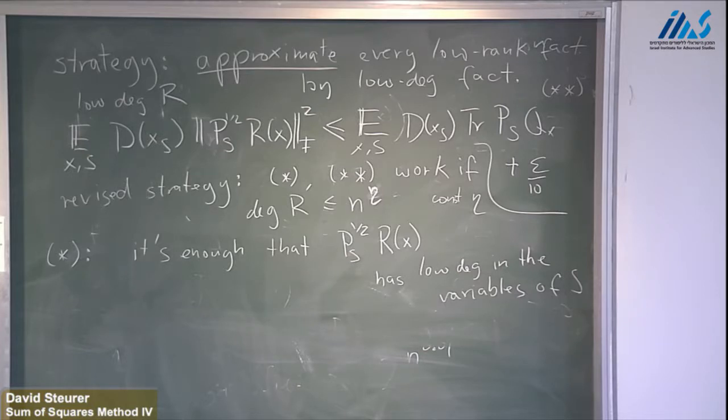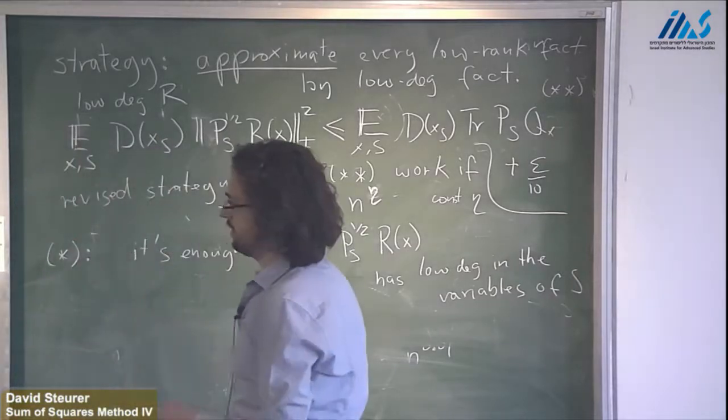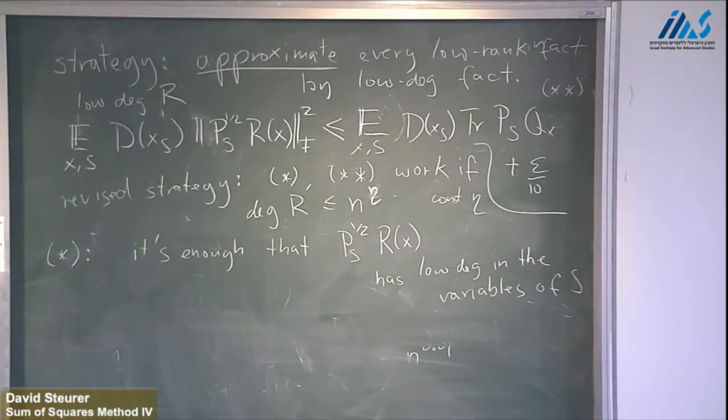It's sort of like here you fix the outer part. You don't average over the outer part. You fix it, and then it doesn't contribute to the degree anymore. And the reason why it's enough that it has small degree in S is because this guy here, the guy that you average with it, only depends on the variables in S. So somehow it doesn't feel what happens outside of S. Okay. Yeah, exactly. And we average over S. And so we only have to show that for typical S, this is fine.